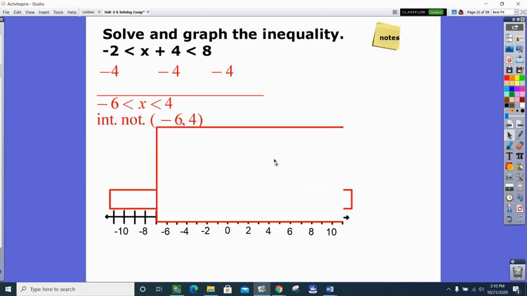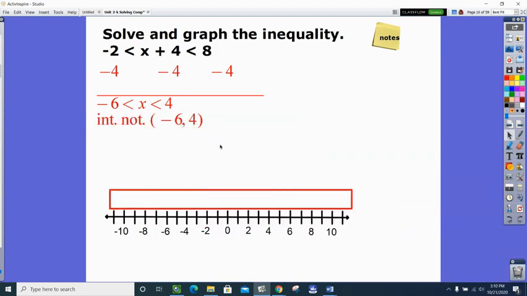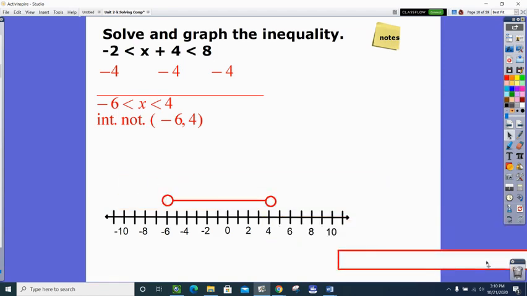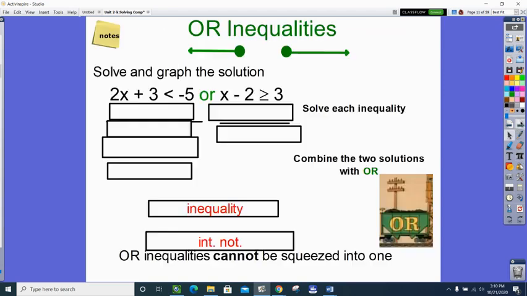Now I'm going to write my interval notation. Looks like a point when you don't have an equals there, doesn't it? Looks like an x comma y, but it's the interval notation for this inequality. And then the graph, open circle at -6, open circle at 4, and then all the numbers in between. And that is an example of a compound inequality that is an and.